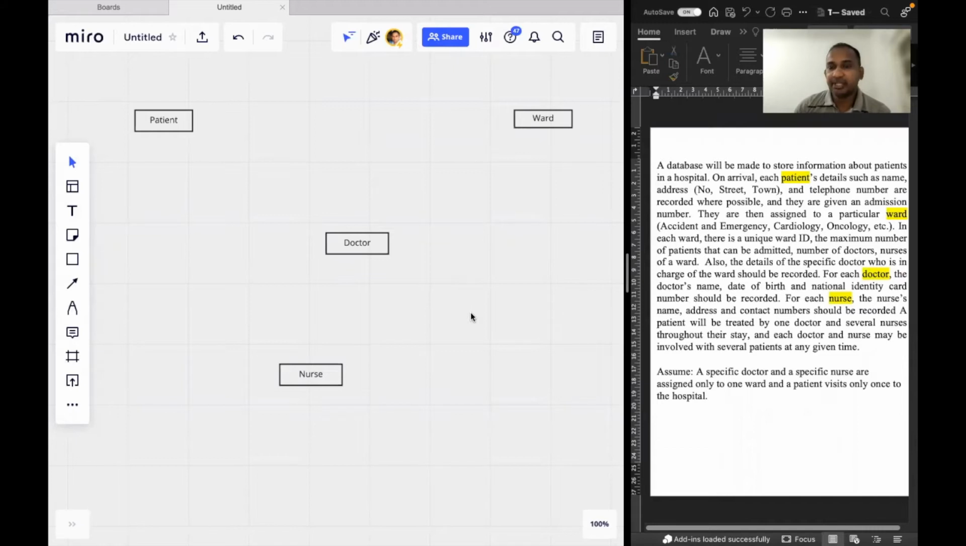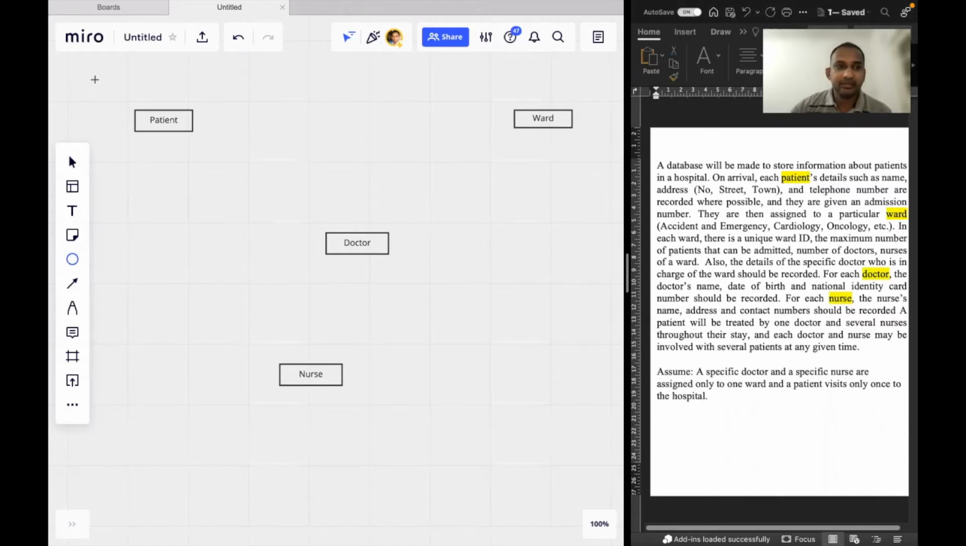Okay, attributes mean they describe the entities. For example, if you take this patient, the name describes the patient. That means the name belongs to a particular patient. Address, telephone number, so those are attributes of the patient. Then the attributes are denoted by circles in the ER diagram.